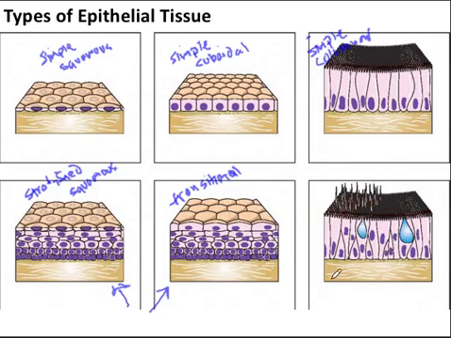And then over here, you have pseudostratified columnar epithelium. Notice the cilia on the apical end.